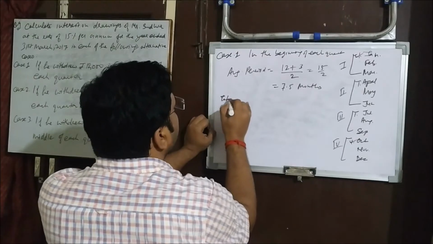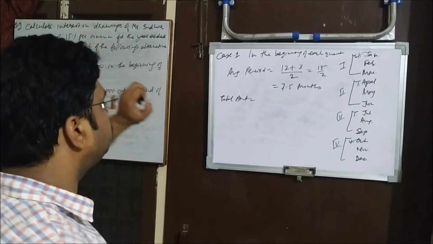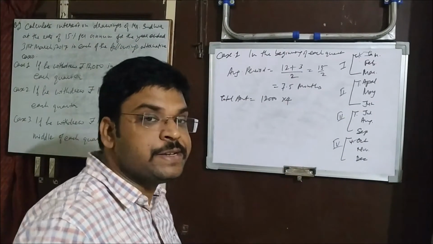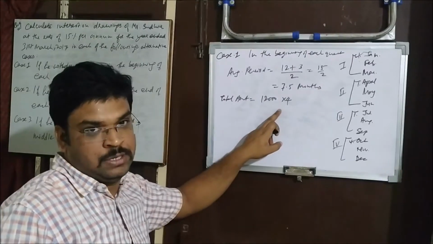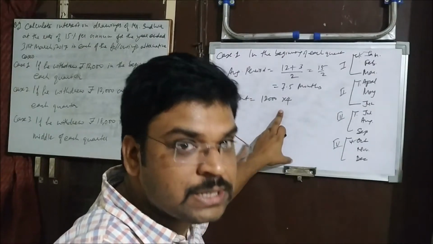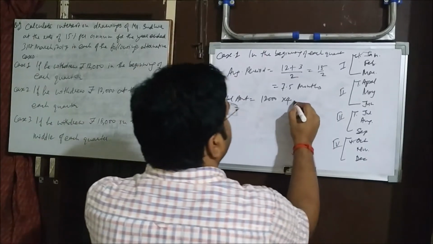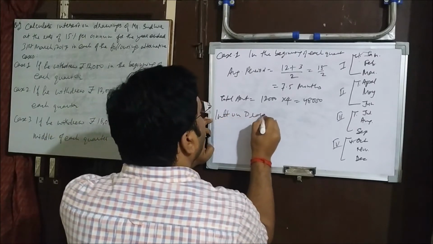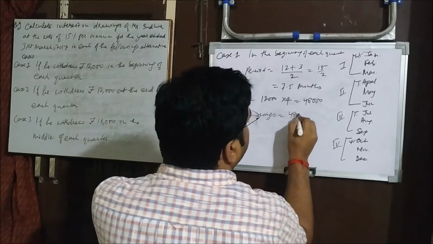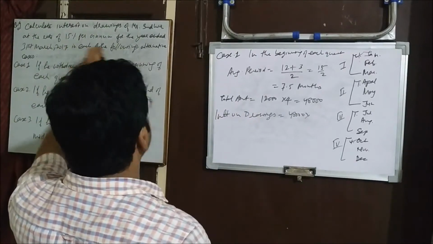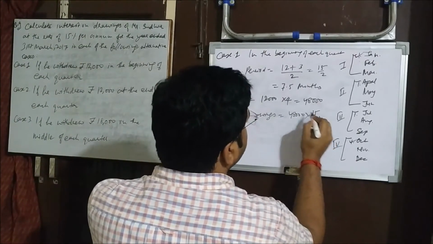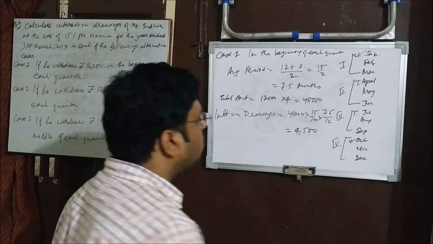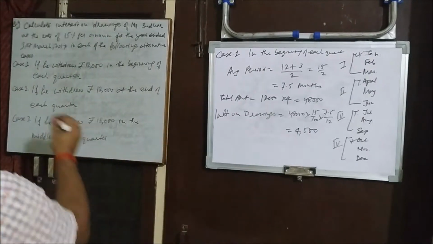Now the total amount withdrawn. He withdrew 12,000 in the beginning of each quarter, and how many quarters? Only 4. Remember, here we are not supposed to multiply with 12 because he is withdrawing in each quarter. Understood? So that will be 48,000, and you know very well how interest on drawings is calculated. 48,000 multiplied by the rate of interest 15%, and the average period 7.5 divided by 12. Let's calculate that: 4,500. Alright, this case we have done.